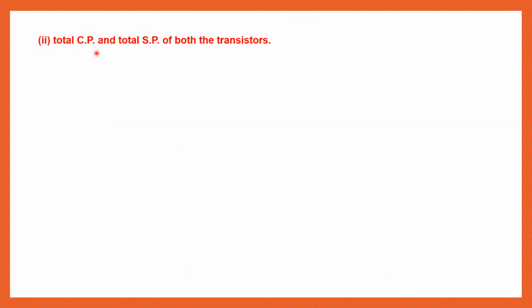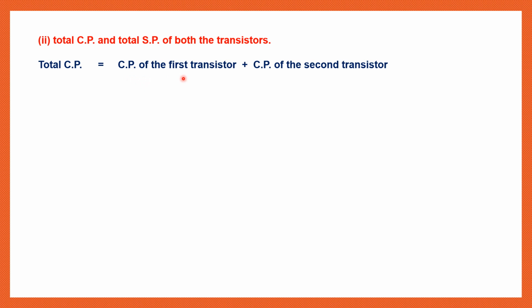Second question, total cost price and total selling price of both the transistors we have to find. So to find the total cost price, we should say cost price of the first transistor plus the cost price of the second transistor. We just found out that the cost price of the first transistor is 500 rupees and the cost price of the second transistor is 750 rupees. 500 plus 750 is 1250. So 1250 is the total cost price of both the transistors.